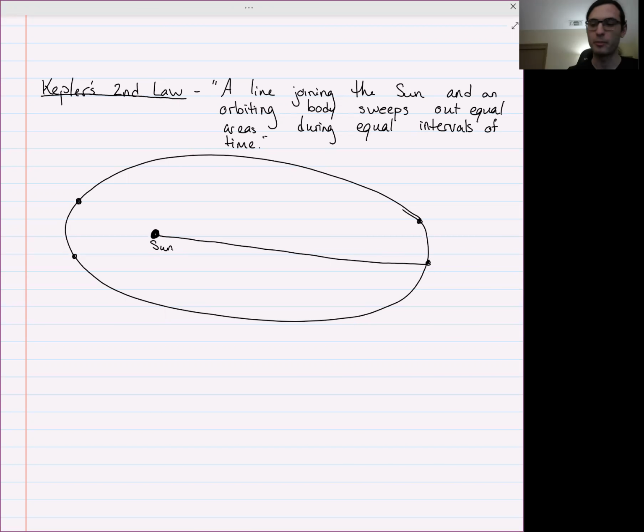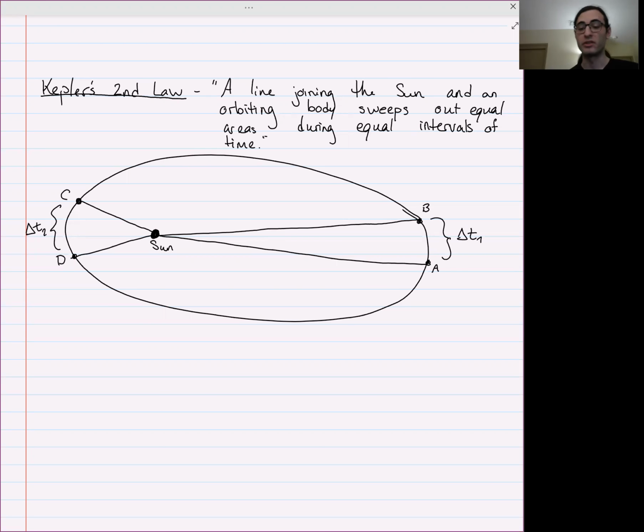Let me just put the sun there. And so the point of Kepler's second law is that it lets us relate, it's very hard to draw a narrow triangle, the area of these two cone-like triangles. So let's say it takes time delta t1 to go from, say, point A to point B, and let's say it takes delta t2 to go from point C to point D. And when I say area, I mean the geometric area that it traces out. Call these areas A1 and A2.